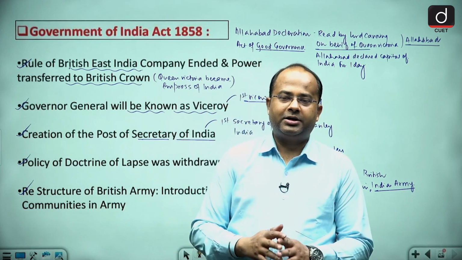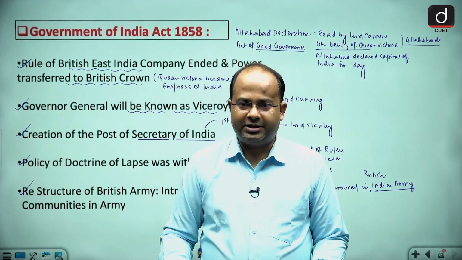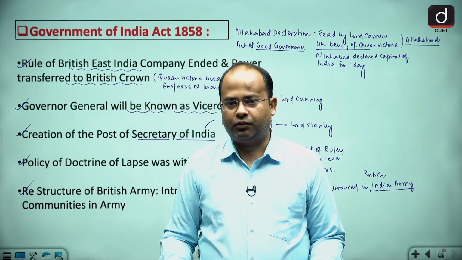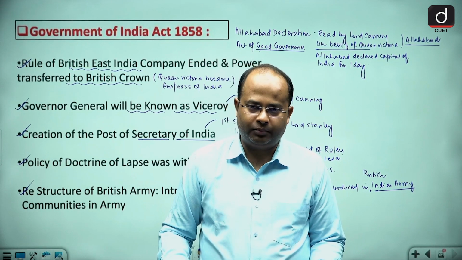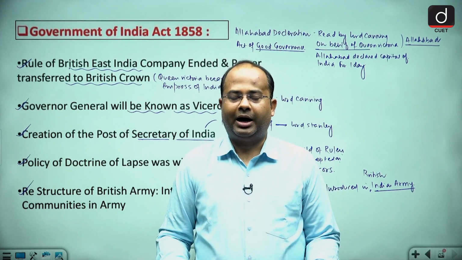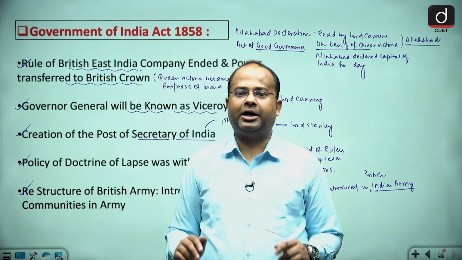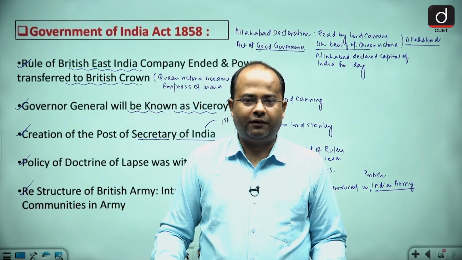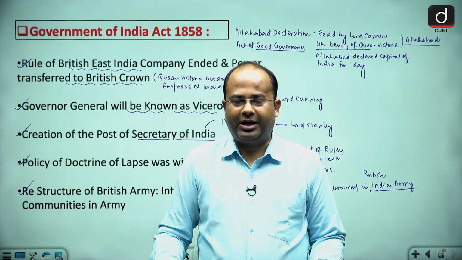So guys, here we discussed the revolt of 1857, what the reasons and objectives were, what the impact was, and why the revolt failed, and other than this, the Government of India Act 1858. That was all for today.